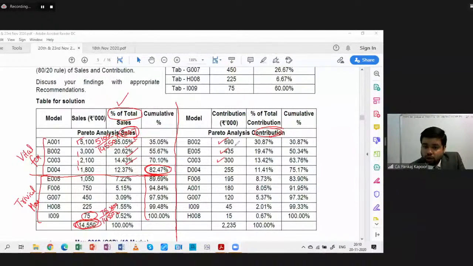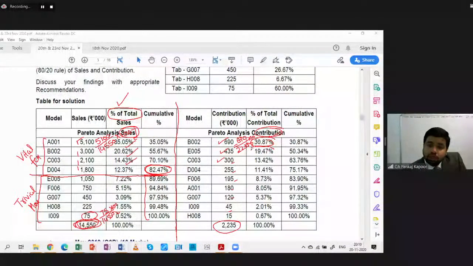We computed the contribution and then assigned them the order of significance in which we write the items. Accordingly, we compute the total frequency. What is the total frequency? 2235. Then we need to compute the percentage of individual frequency, like 690 divided by 2235 into 100. This will give me the weight of B2. B2 contributes 30% of the total contribution.